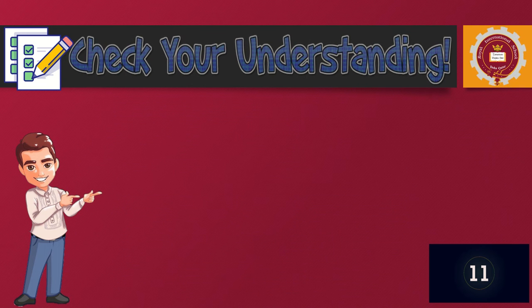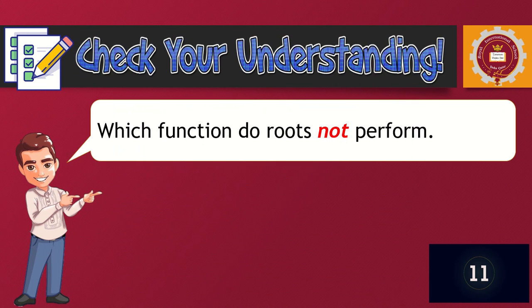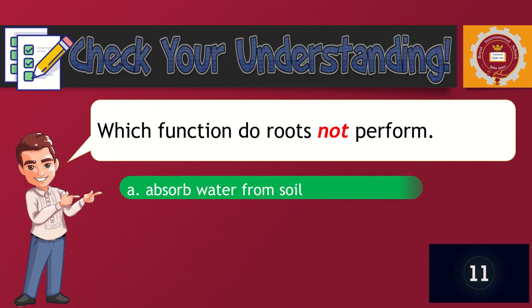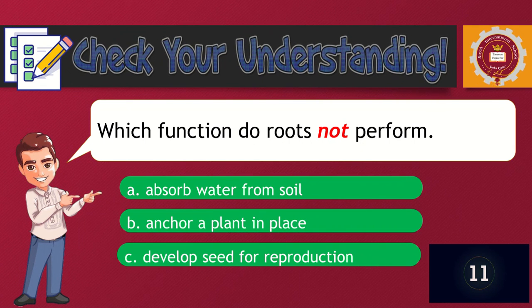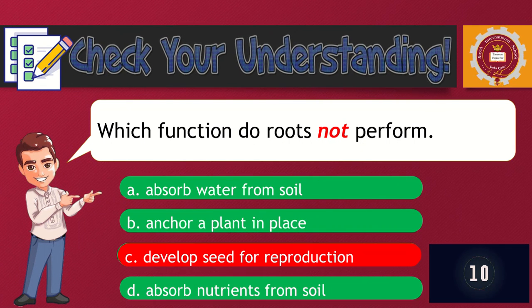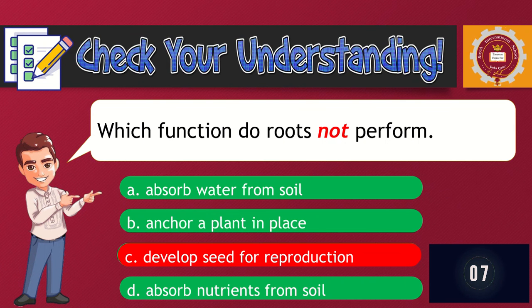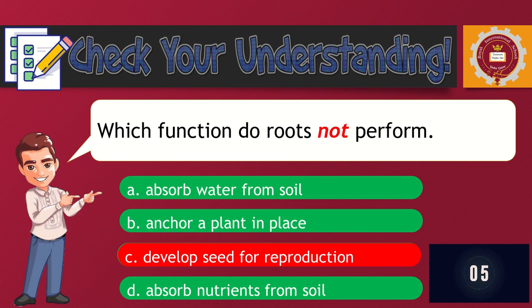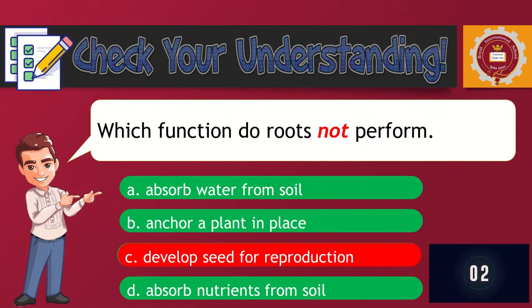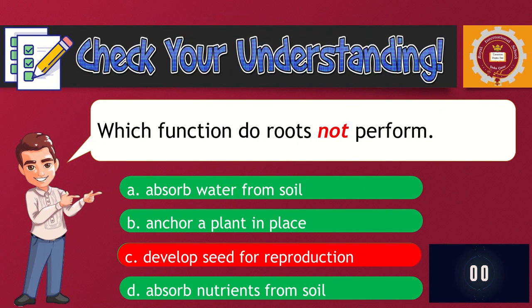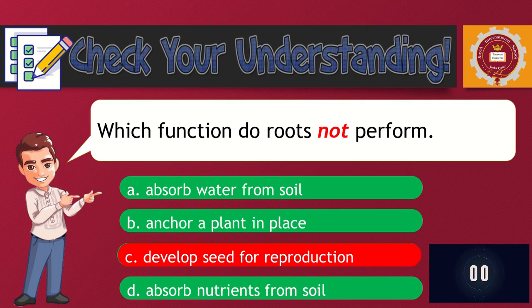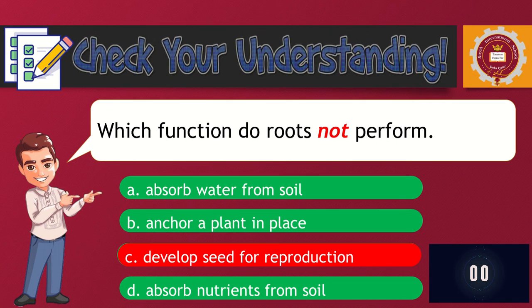Okay. Now let's talk about another question. Which function do roots not perform? Absorb water from soil, anchor a plant in place, develop seed for reproduction, absorb nutrients from soil. So the answer is developing seed for reproduction. Okay, it does not perform. Others it performs. The main functions of root are to absorb water from soil, anchor a plant in place, absorb nutrients from soil, but it does not develop seed for reproduction.